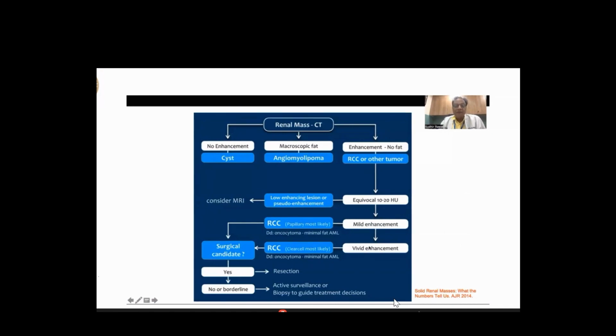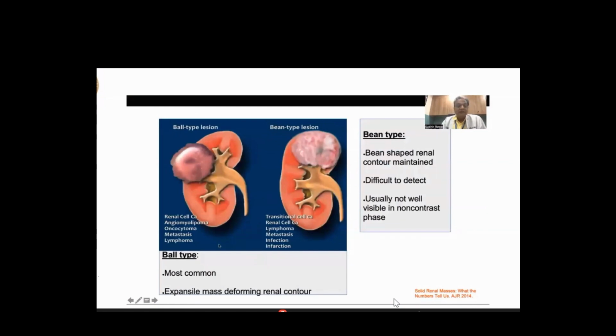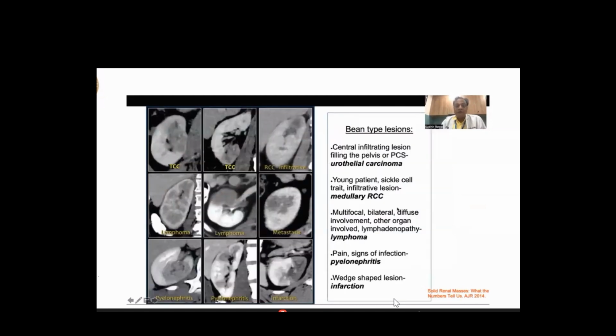And there's the vivid enhancement. There's the RCC. They are actually for the surgery. Ball type lesions are classical of renal cell carcinoma, angiomyolipoma, oncocytic tumor. This can be anything, ball type of lesion. There is a bean type of lesion where the contour of the kidney has not changed. These can be renal cell carcinoma. This can be lymphoma, metastasis, infection, infarction. Ball type lesions are most common, and they are expansile and they deform the renal contour. While, as I've told you, bean type do not change the contour of the kidney.